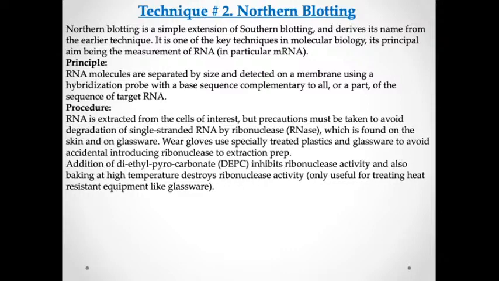So now comes the Northern blotting. Northern blotting is a simple method, an extension of Southern blotting, in which instead of DNA we measure the RNA. So RNA molecules are separated by size and detected on the membrane using a hybridization probe, again in this case with a base sequence complementary to all or part of the sequence of interest.